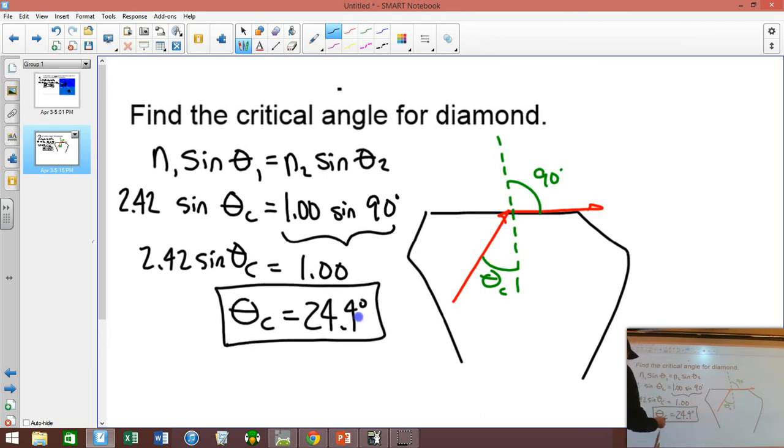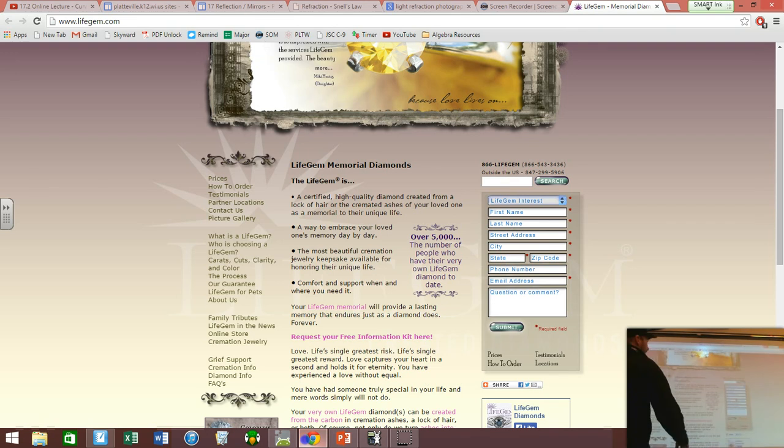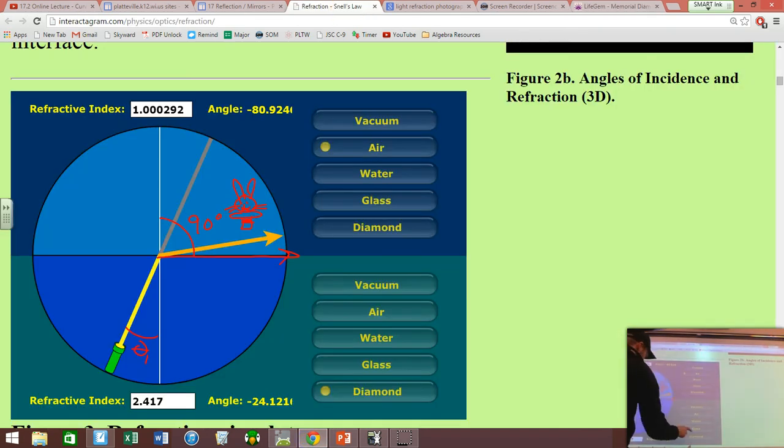And just for kicks, I wonder if this works. I go over here to diamond, and if you look at my angle right here, around 24.2. I didn't do a good job. I could get it a little bit bigger, and that would hit right along the surface. So yeah, this actually works pretty well.